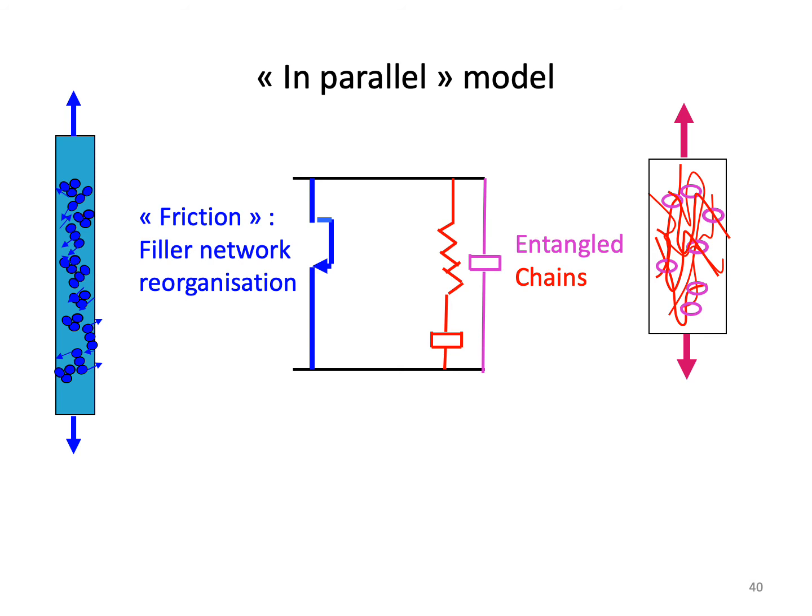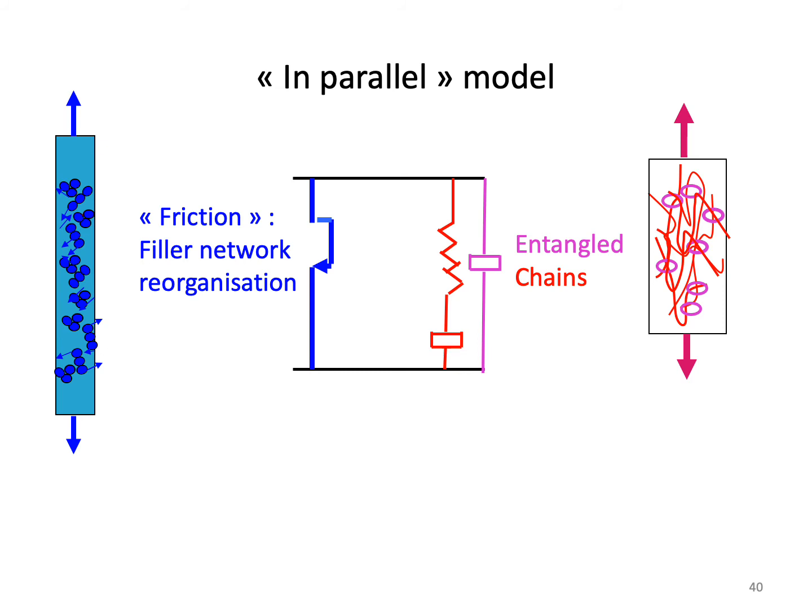So we can imagine a model with two contributions acting in parallel: the one of entangled chains on the right, in red and purple, from the entanglement contribution, and a constant contribution here in blue, analogous to a dry fraction on the left, which comes from the filler.